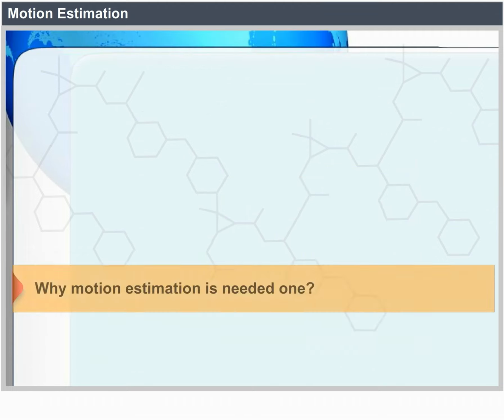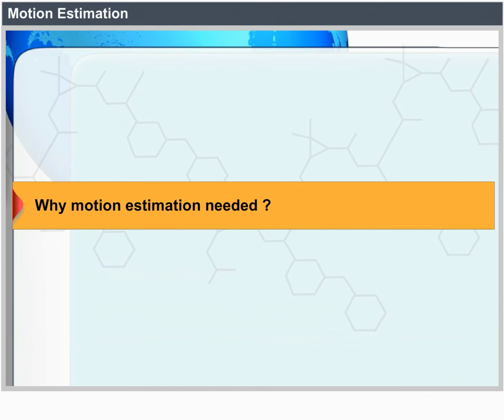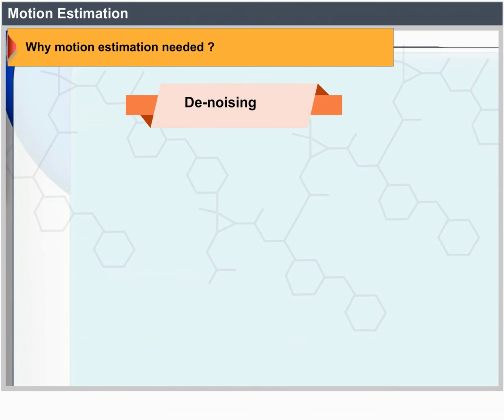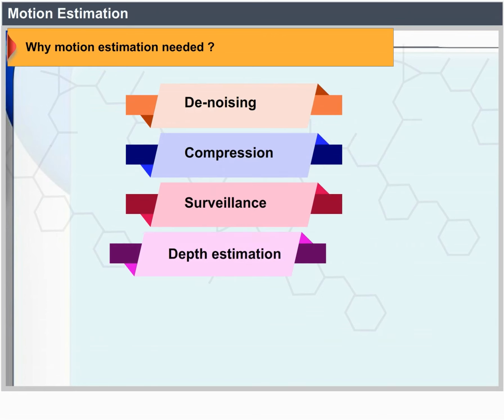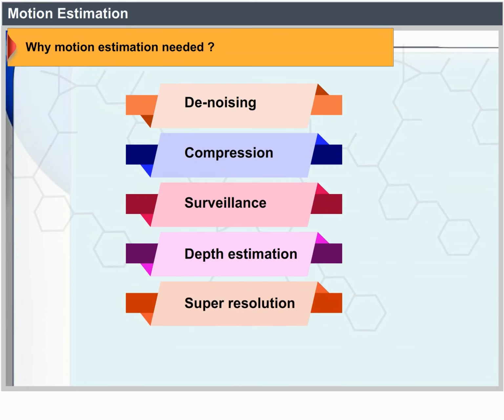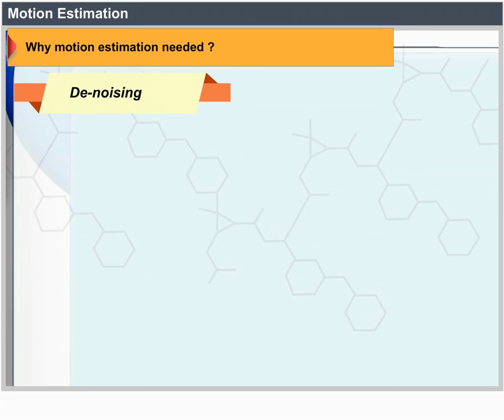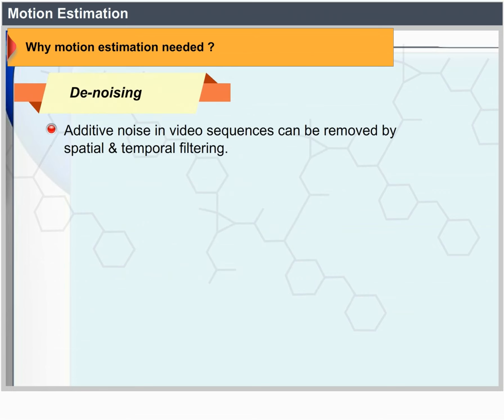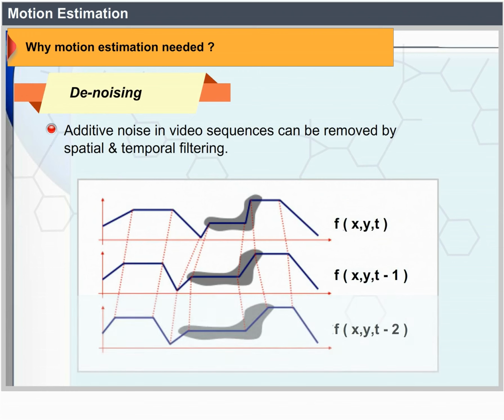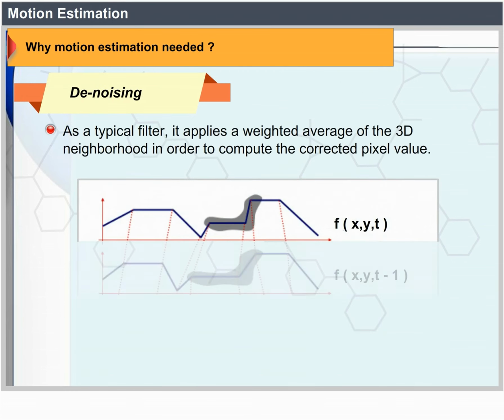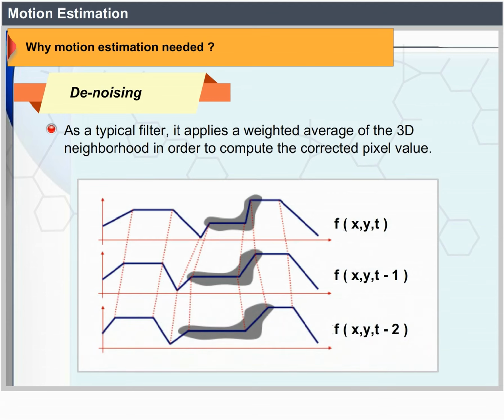Why is motion estimation needed? Denoising, compression, surveillance, depth estimation, super resolution. Denoising: additive noise in video sequences can be removed by spatial and temporal filtering. A typical such filter applies a weighted average of the 3D neighborhood in order to compute the corrected pixel value.